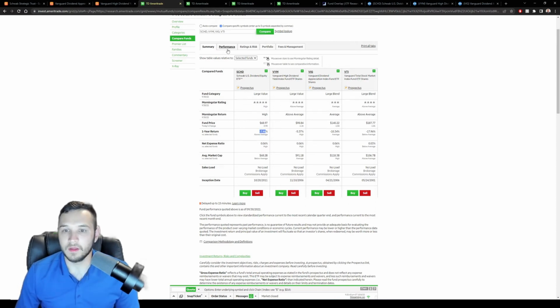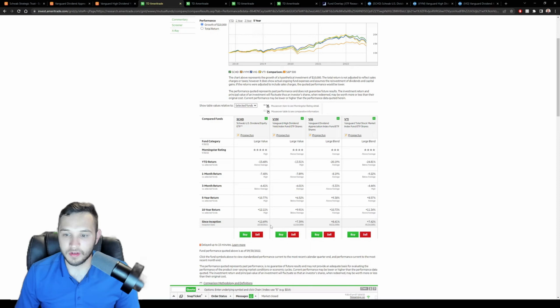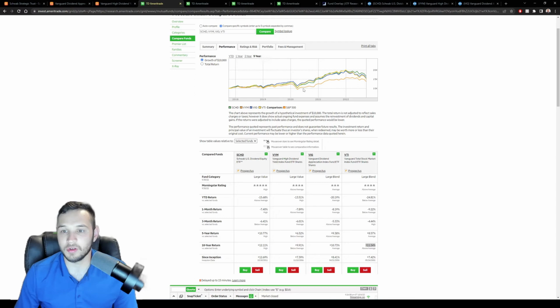So going into the performance, long term, in the past 10 years, SCHD has rewarded investors with a 12% return on average, VYM 9.9%, VIG 10.7%, and the total market 11.34%. Keep in mind that this is including reinvested dividends. So as we can see here, total return-wise, VYM is kind of trailing behind, whereas SCHD, VIG, and the total market are kind of just all grouped together.